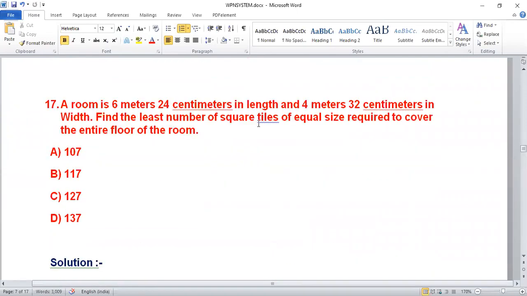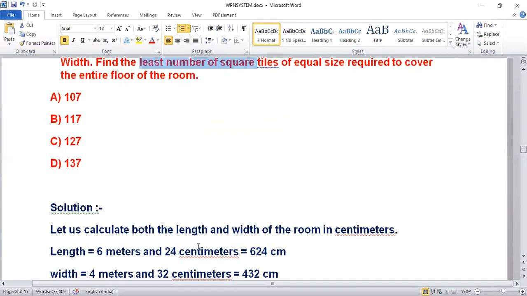Now we are coming to one important question. This question has been asked in your placement also. A room is 6 meters 24 centimeters in length and 4 meters 32 centimeters in width. Find the least number of square tiles of equal size required to cover the entire floor of the room. This is important. You have to find the least number of tiles. Means the number of tiles should be as less as possible, but the size of the tile could be more.